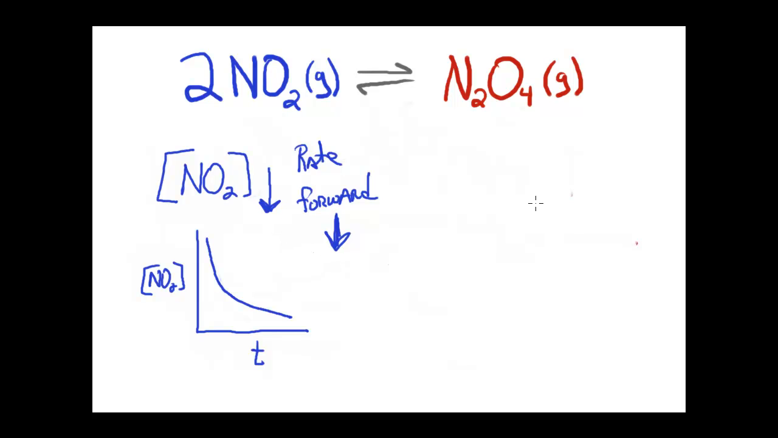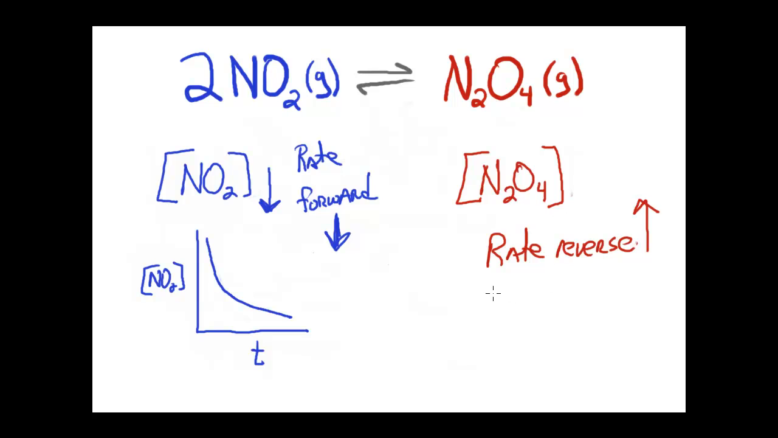Now let's think about the product side. As the reaction proceeds, we start to build up N2O4. And as the N2O4 concentration increases, the probability of the reverse reaction begins to increase. Therefore, we could say that as the N2O4 concentration increases over time, the rate of the reverse reaction begins to increase over time. In fact, if we were to plot the concentration of the N2O4 versus time, it would probably look something like this, where there would be a large change at the beginning, but that change in that concentration would slow as the reaction progresses.